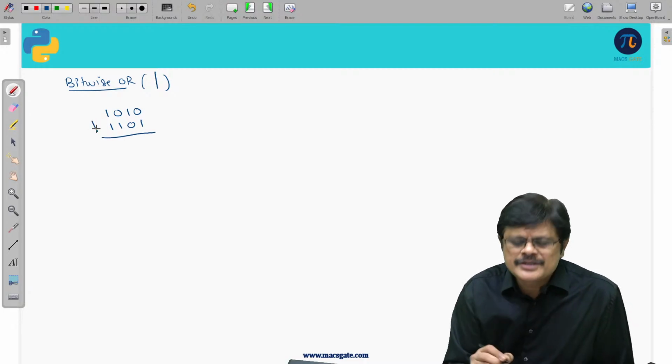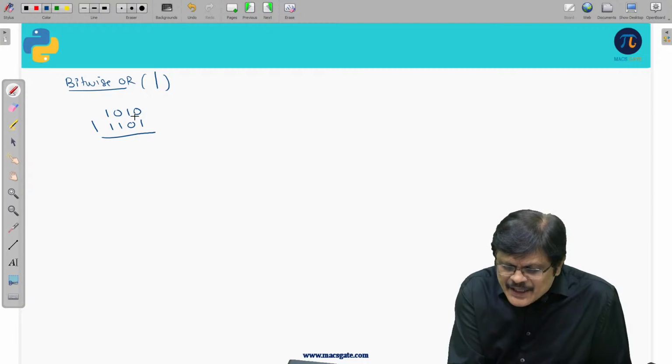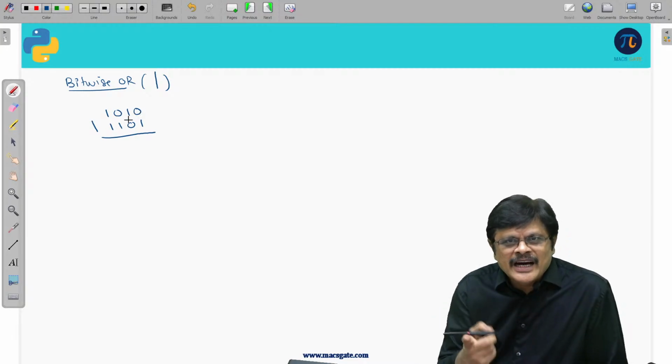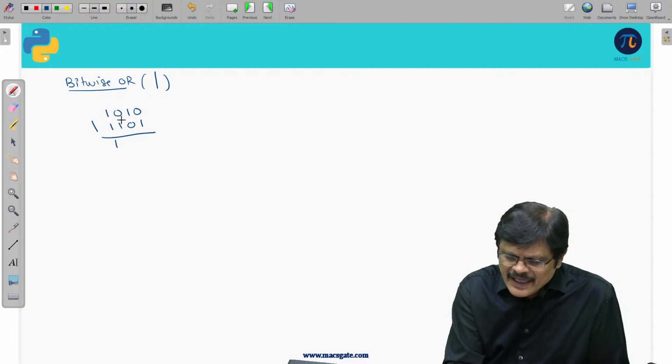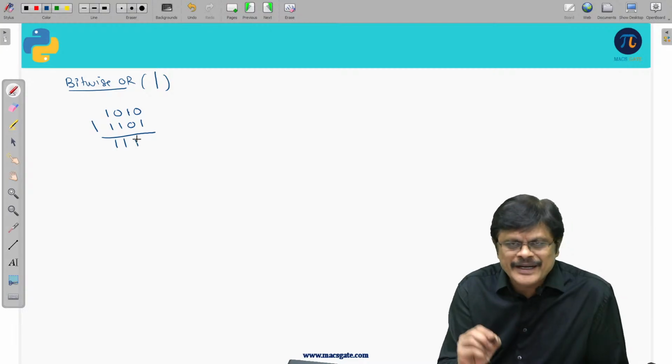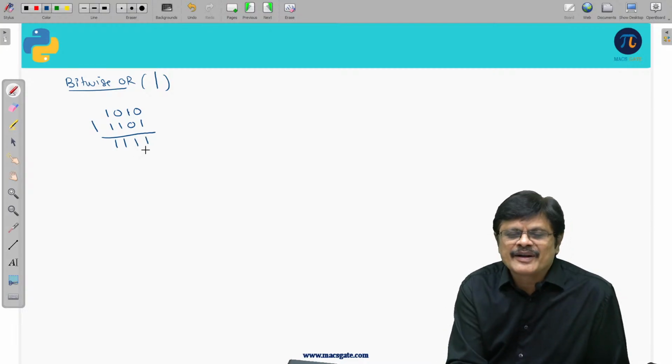Now I want to use bitwise OR operator. You see, it is 0 only when both are 0. Otherwise, you are going to get the result equal to 1. So both are 1, you get 1. One of them is 1, then still you get 1. One of them is 1, still you get 1. So the result for this is 1 1 1 1.